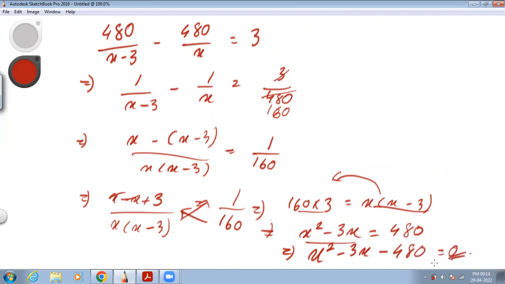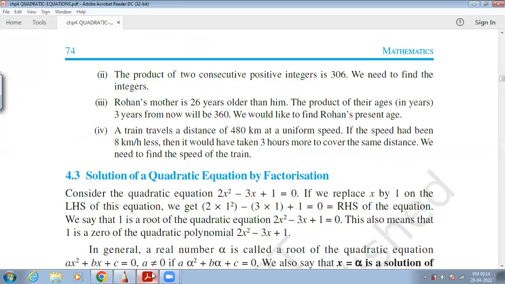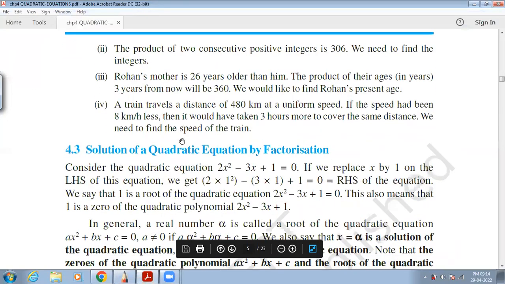So they have just asked to represent it in the quadratic form, the quadratic equation. So this is how we do it. So that's it. So let's keep moving ahead.